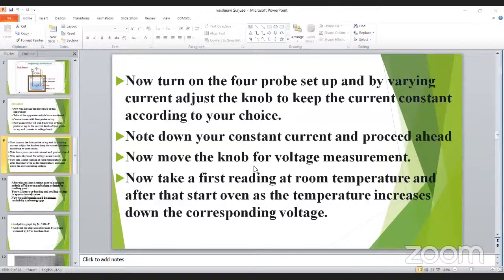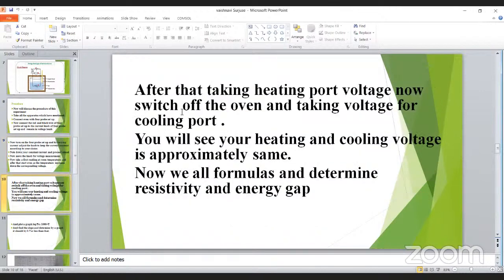Now move the knob for voltage measurement. Take the first reading at room temperature, and after that start your oven. As the temperature increases, note down the corresponding voltage. After taking the heating voltage, switch off the oven and take the voltage for cooling. Then you will see that your heating and cooling voltages are approximately the same.